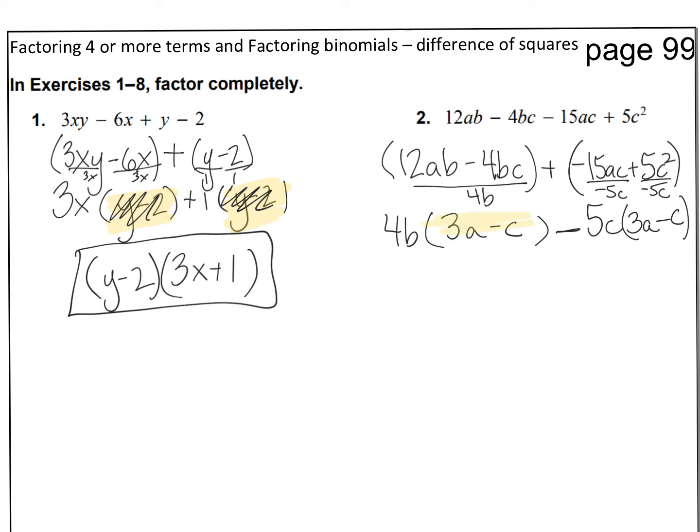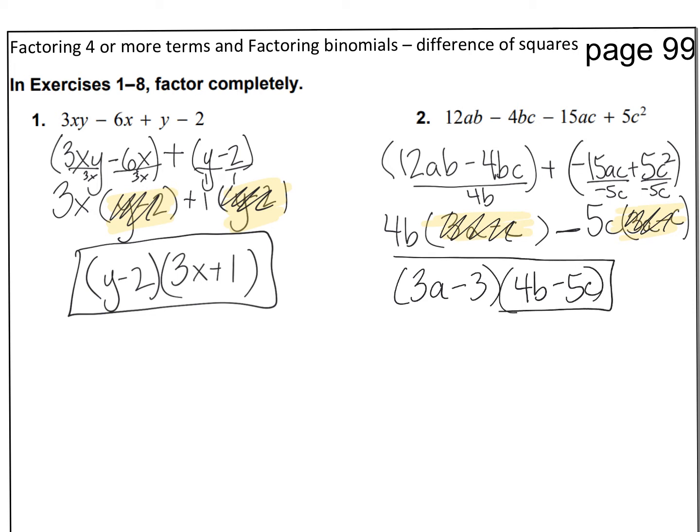This binomial and this binomial are the same. So I'm going to have 3a minus c times 4b minus 5c. Remember, this goes away after you write it down, and what's left is what goes in the parentheses. And I left off that c, but I saw it. Moving on to the next problem.